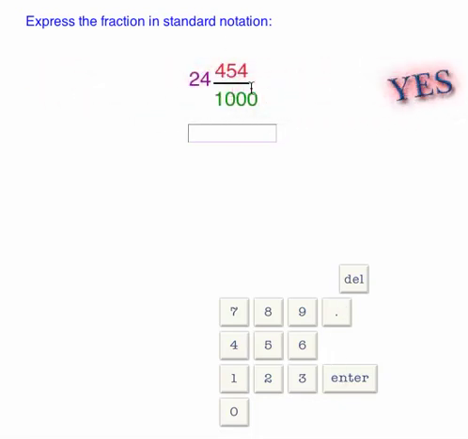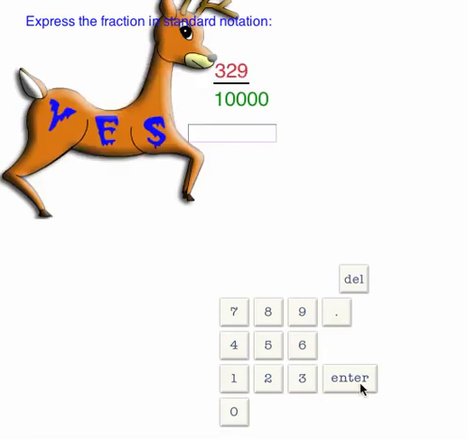All right, 24 and 454 thousandths. So this is another easy one. So 24 and decimal, 454 thousandths. The last decimal place, this 4, has to end up in the thousandths place, and it is, so we're fine.